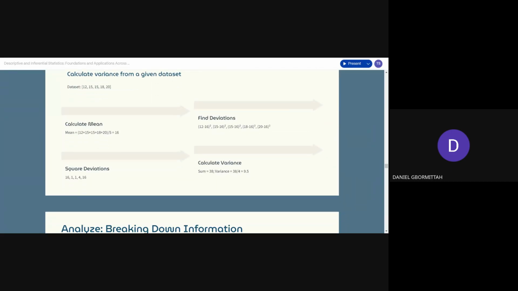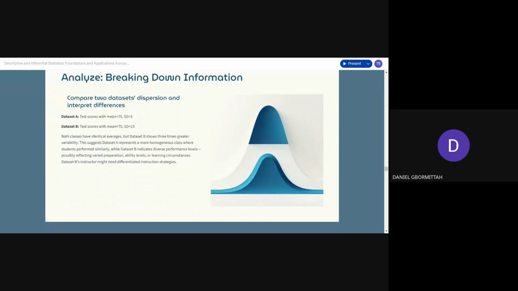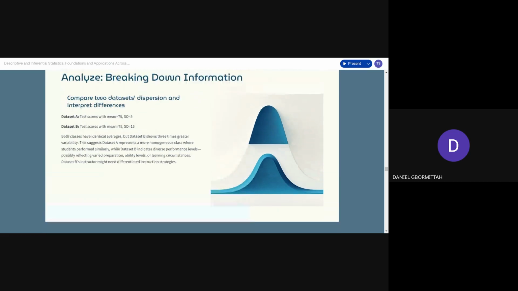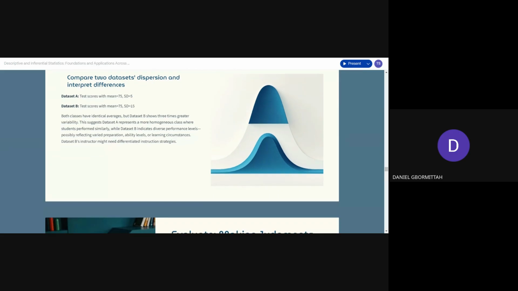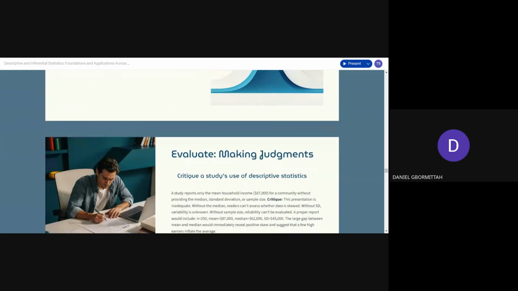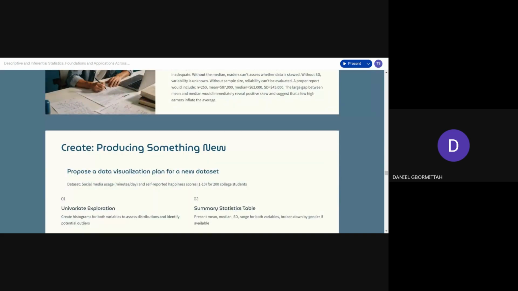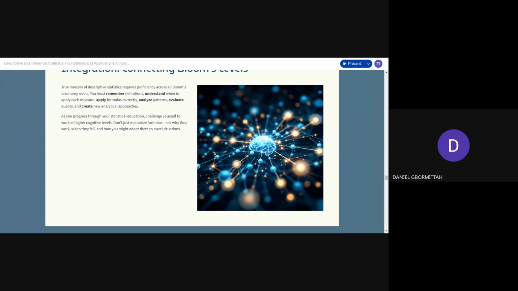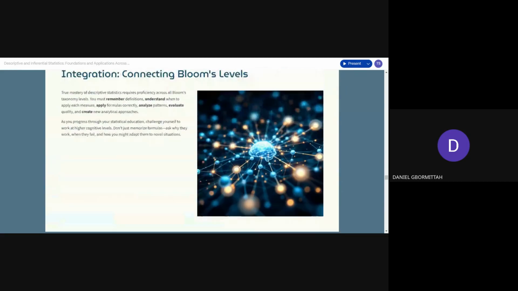So you have to calculate the variance. This one too, since you're able to do the first one, you can do them. This is the nature of the normal curve. You see how nice it looks. Is there any question you want to ask on the Bloom's taxonomy?